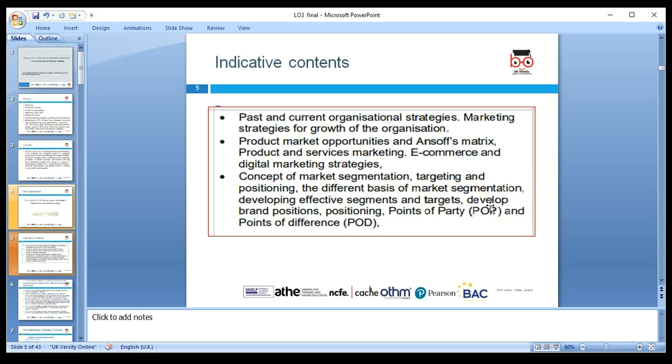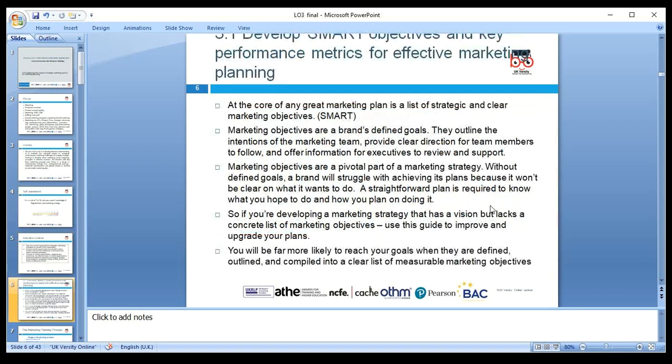Then the product and service marketing. Like a hotel provides services, Unilever provides a product, so that's product marketing. Then there is service marketing, and how e-commerce, electronic commerce, can play a role, where we can use digital tools to market our product: digital marketing strategies, the concept of segmentation, basis of segmentation, how we can target, points of parity and points of difference. That's all we'll go through in today's lesson.